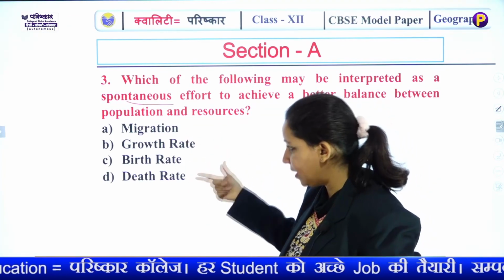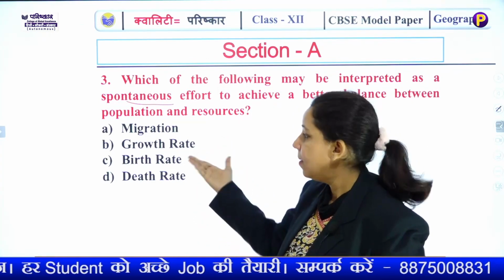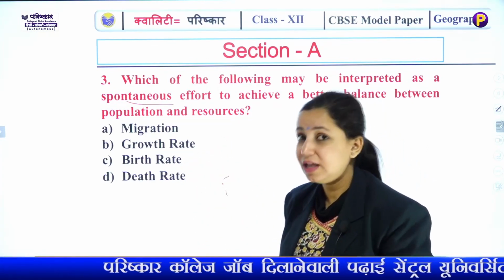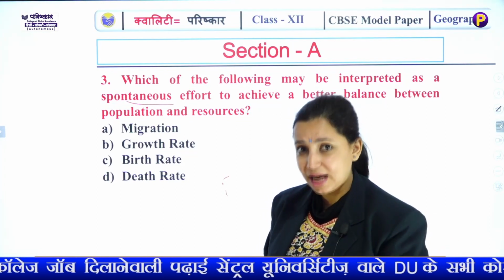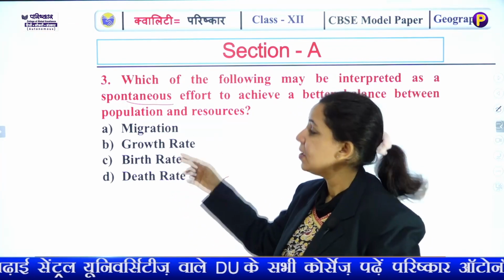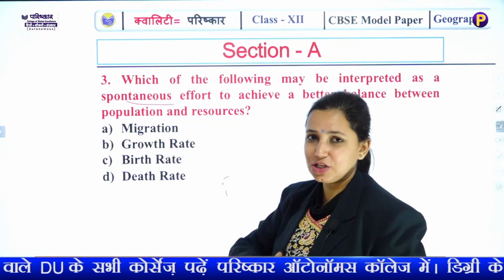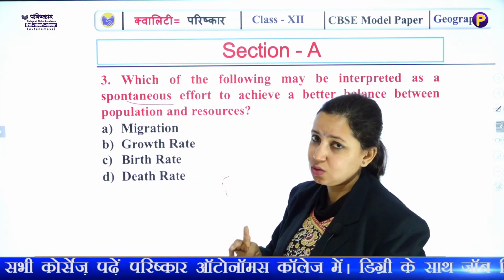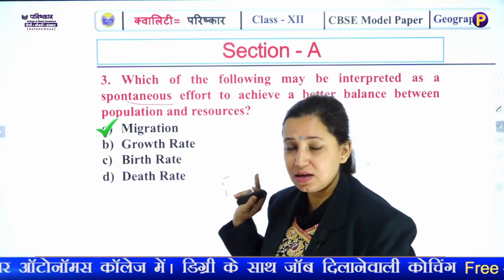Spontaneous, immediate. So whether it can be death rate, birth rate, growth rate, you know, birth and death rate can't be spontaneous. They can't happen immediately. They take a particular time frame. Growth rate is dependent on these two, and the most immediate effect which can strike a balance between population and resources is migration. So the correct answer is migration.